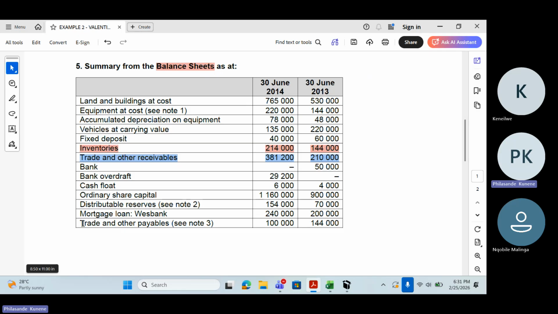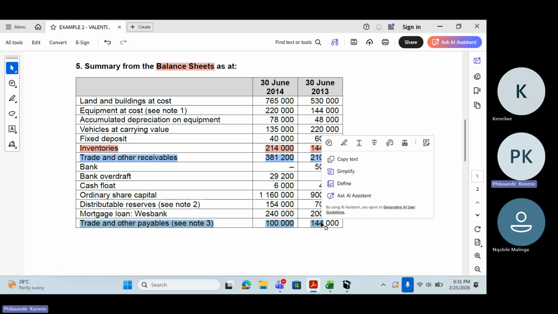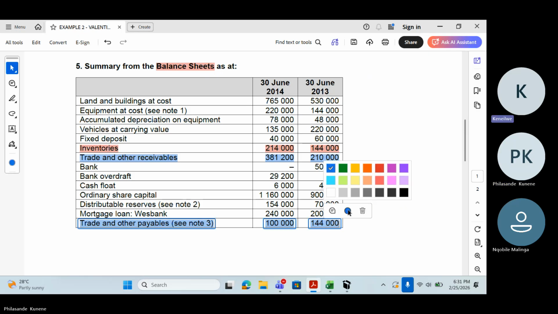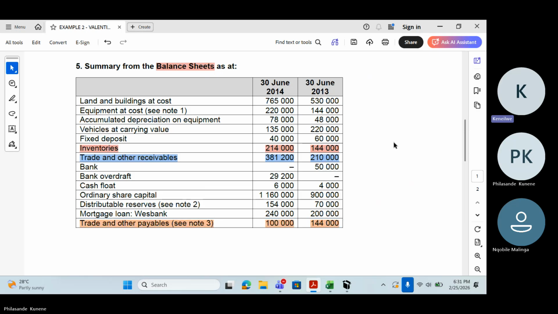If you look here, we do have trade and other payables, but they told us to go and look at note number 3. I have a question. Every time we do trade and other payables or trade and other receivables, will they always tell us to refer to the note, or do you just have to do it?